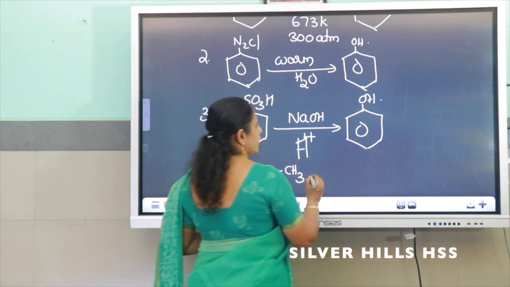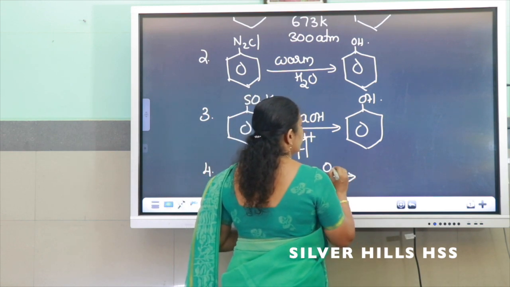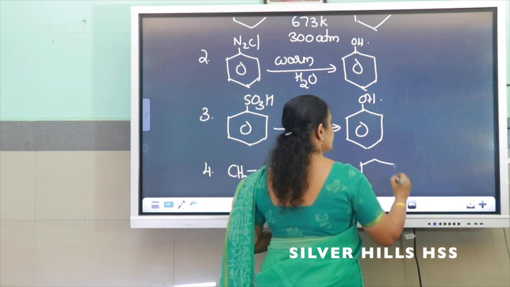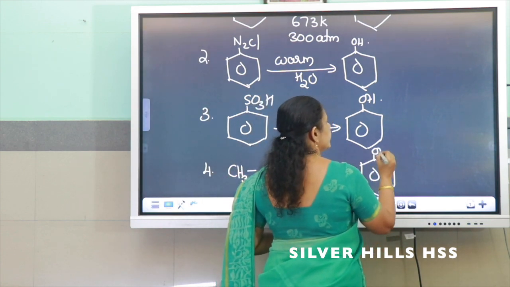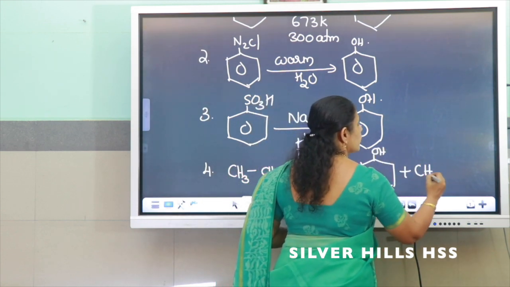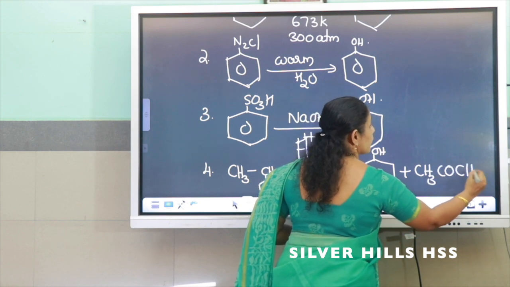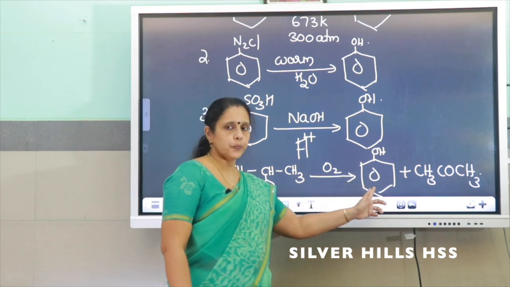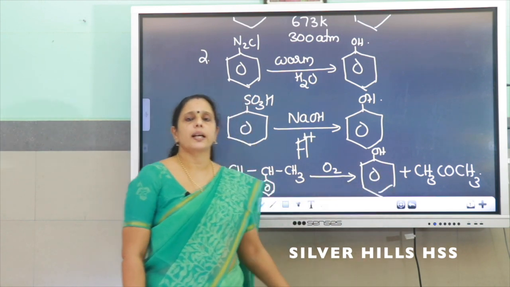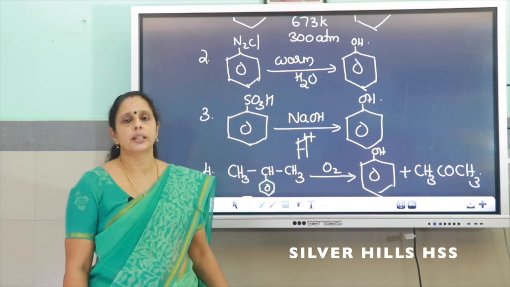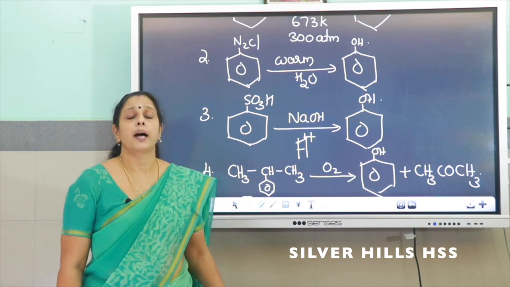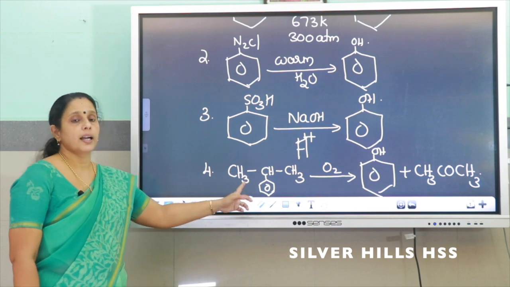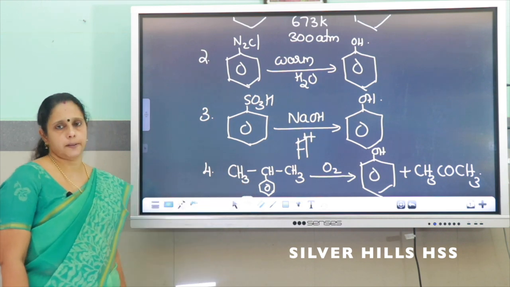When cumene undergoes oxidation and the product on hydrolysis, we obtain phenol, and acetone is obtained as the byproduct. So, it is more economical, we obtain phenol and acetone is obtained as the byproduct, and so it is considered as the manufacturing method of phenol. So, cumene is isopropyl benzene.